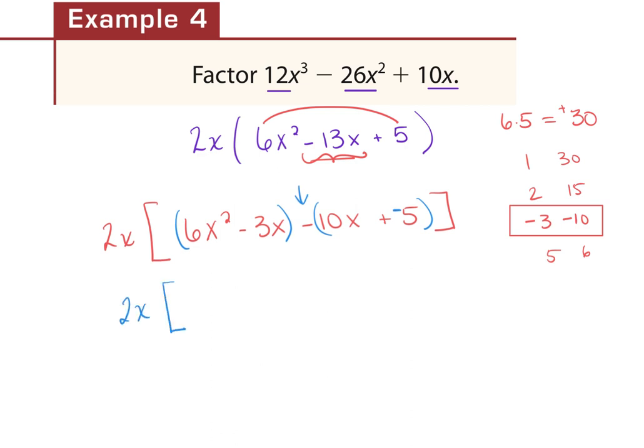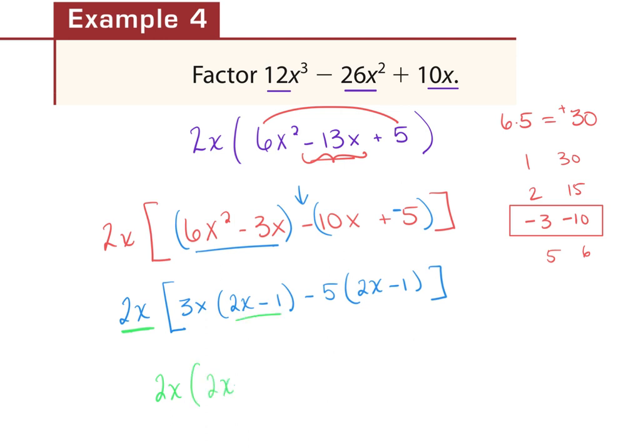2x comes down again. Look at my first group. What do I have in common? 3x. I'm left with 2x minus 1. Second group, what do I have in common? 5. I'm left with 2x minus 1. And then my final step is to do all of my factoring. This will go first, 2x. Then I'm going to... So this is my group that I have in common. This is the group that I have left over. And that is all my factoring.